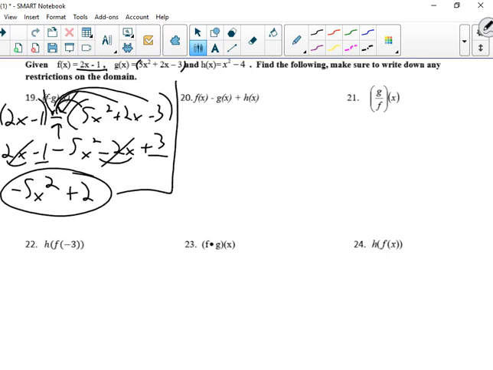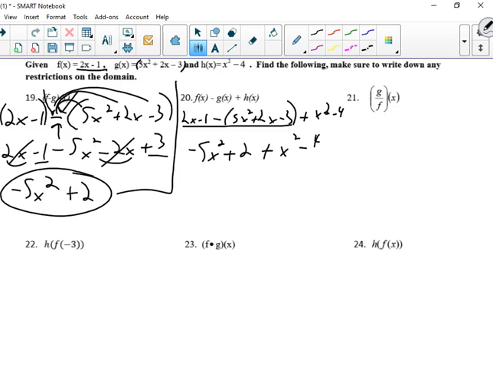f of x, 2x minus 1, minus g of x, which is 5x squared plus 2x minus 3, plus h of x, x squared minus 4. Hey, here's a little cheat. We already know what this is. It's negative 5x squared plus 2. And now we just have to add x squared minus 4. So negative 5x squared plus x squared is negative 4x squared. And 2 minus 4 is negative 2. That was kind of a shortcut.